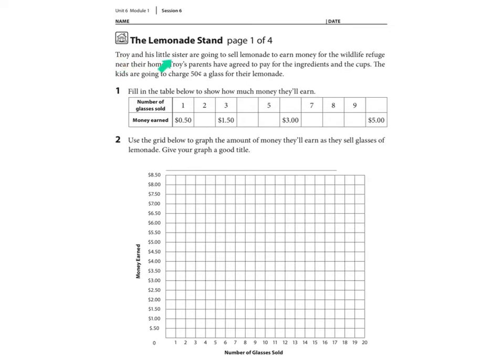It says, Troy and his little sister are going to sell lemonade to earn money for the wildlife refuge near their home. Troy's parents have agreed to pay for the ingredients and the cups. The kids are going to charge 50 cents a glass for their lemonade. Fill in the table below to show how much money they'll earn.